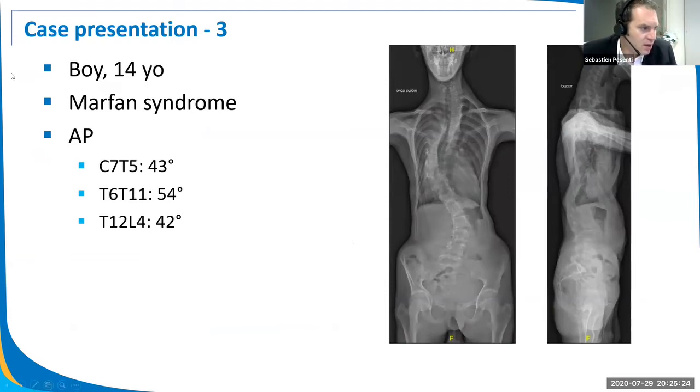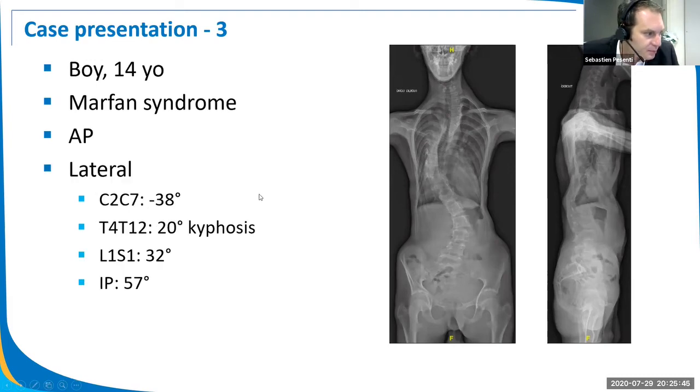triple curve, with an upper thoracic spine at 43 degrees and two major curves. I mean, the major one was the thoracic one, but the main problem in this patient was the sagittal profile. As you can see, there is a cervical kyphosis, with a 20-degree, it's lordosis, not kyphosis, 20-degree lordosis in the thoracic spine, and a 32-degree lordosis in the lumbar spine, with a thoracolumbar kyphosis once again.